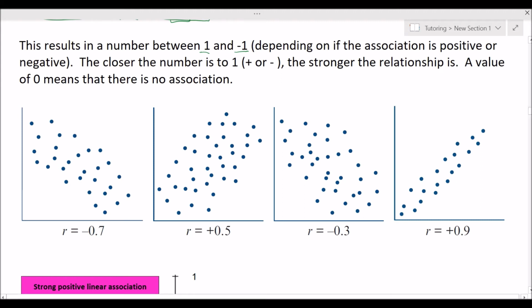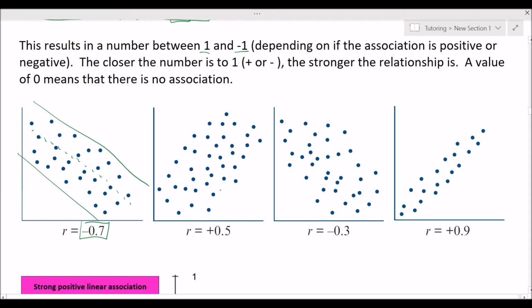Okay, so let's have a look at some examples here. We've got this first one. You can see it's going in a negative direction, and it looks like it has sort of a moderate strength to it. The dots are fairly far apart. So you can see we have an r value of -0.7. Remember, -1 would be a perfect straight line going downwards, but we haven't got that. We do have some variation.